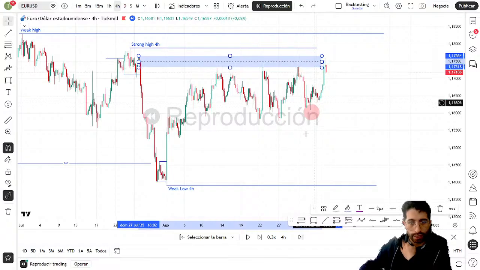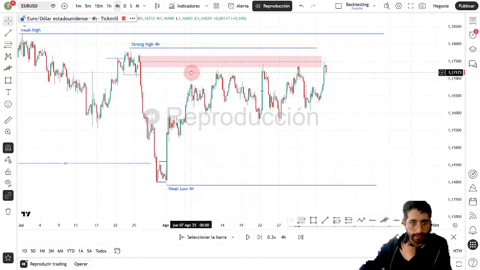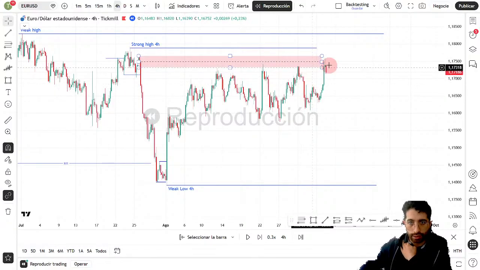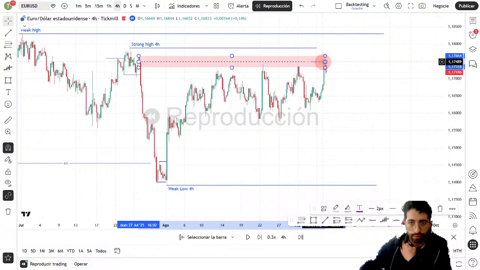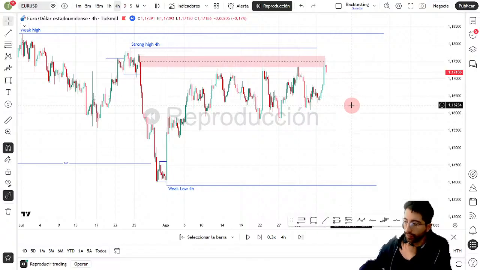Here is a supply zone. For those who don't know what a supply zone or area is, it's where the selling orders are accumulated. That's why when the price reacted right here, it entered and had this small reaction, right?